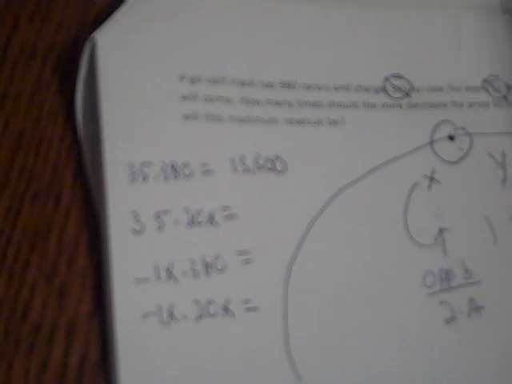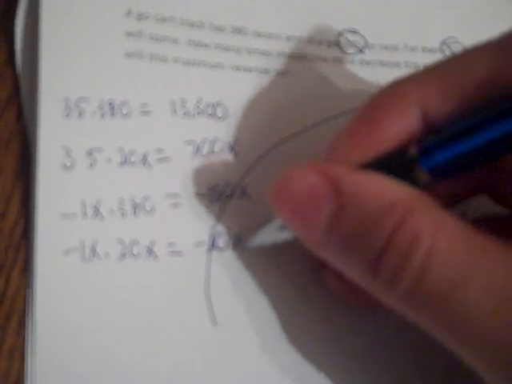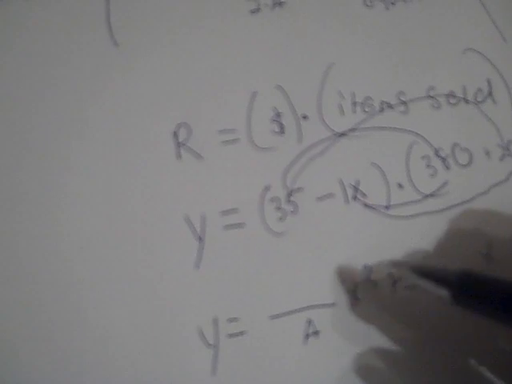Okay, so I take 35 times 380, and that's going to be 13,300. I'm going to take 35 times 20, that's 700. One of the factors has x, so it's 700x. Negative 1 times 380 is negative 380. One of the factors has x. Negative 1 times 20 is negative 20, and that has x to the second. All right, so x squared, what do we got? Well, we got negative 20. That's my A.